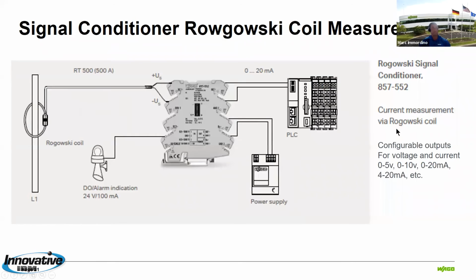We also have them for Rogowski coils. So again, you can use these Rogowski coils just as an input into the device, and then change it to a voltage or current measurement as a direct input into your IO card and system.